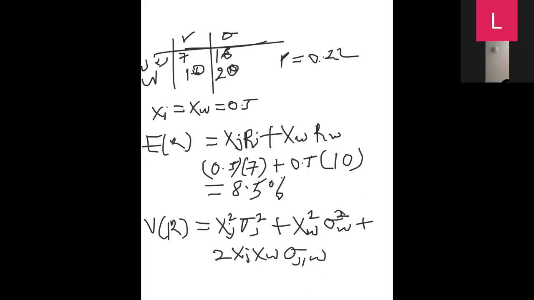Now we have the variance formula as this: X of J squared multiplied by the variance of J plus X of W squared multiplied by the variance of W plus 2 X of J X of W covariance of J and W. It's okay. But if you can see, we were only given correlation. So once you've been given correlation, you have to find your covariance. And we already know the formula for finding that.